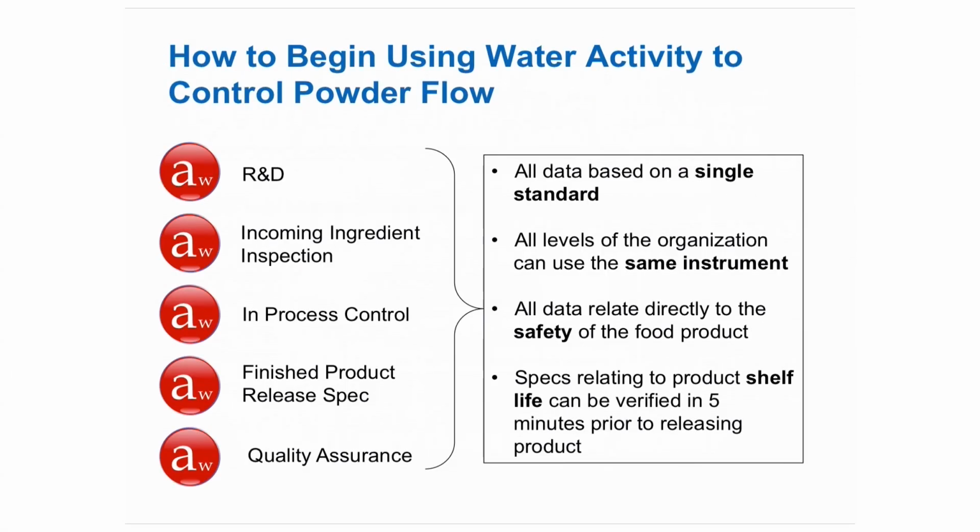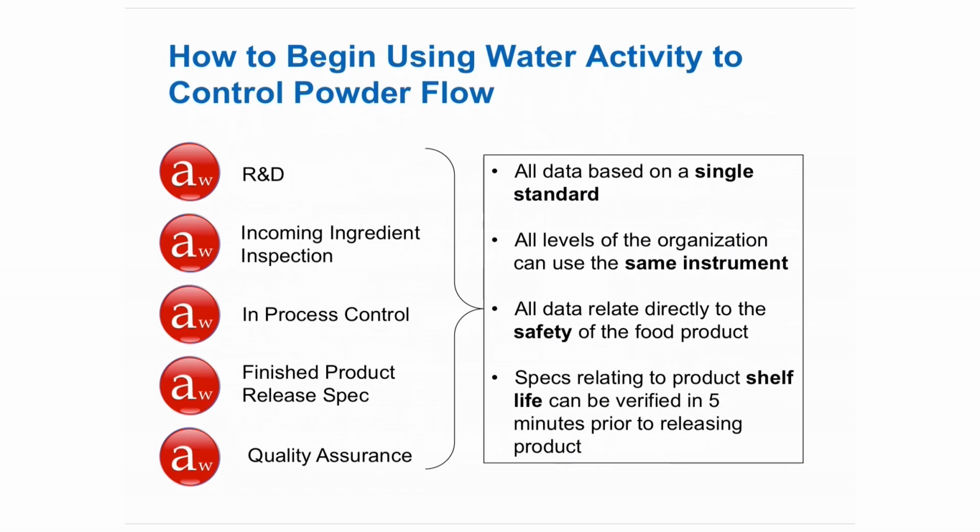So how would you go about using water activity to control powder flow? This is a process that would start all the way from research and development, to then looking at incoming ingredient inspection as powder ingredients come in, looking at in-process control to effectively control problems that could happen with powders, then developing a release specification for the powder product, and then all the way to quality assurance, especially if the powder itself is your product and you're producing it as an ingredient to then sell to subsequent manufacturers.